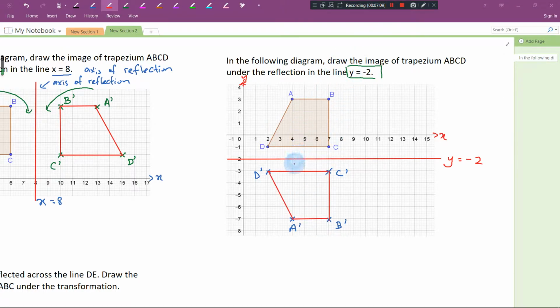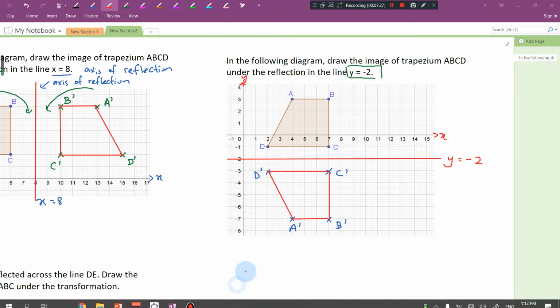Okay, so this is the image of this trapezium. So the first thing, always remember, determine where is the axis of reflection. Then the second thing, just calculate like what I showed you just now to draw the image of the shape. Okay, now let's proceed to the next question.